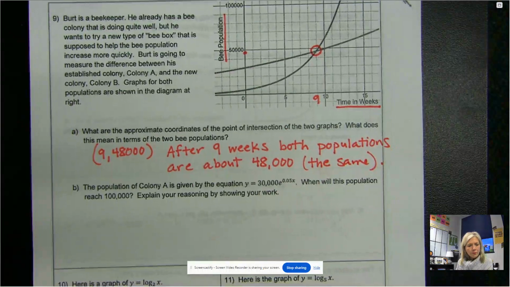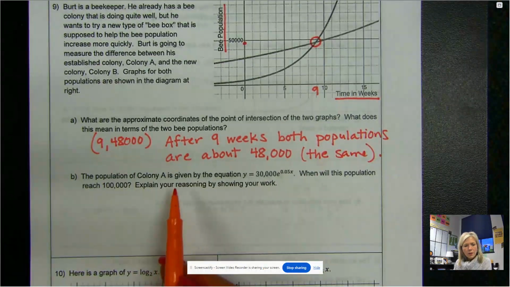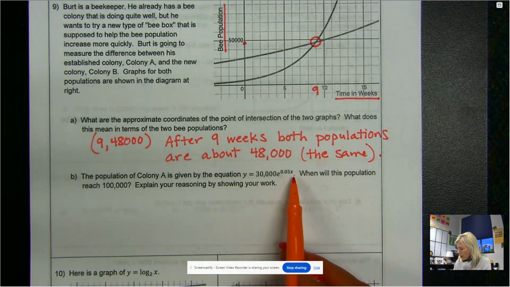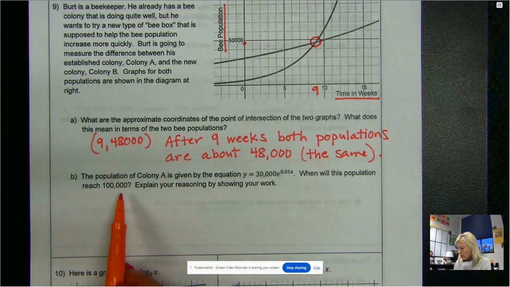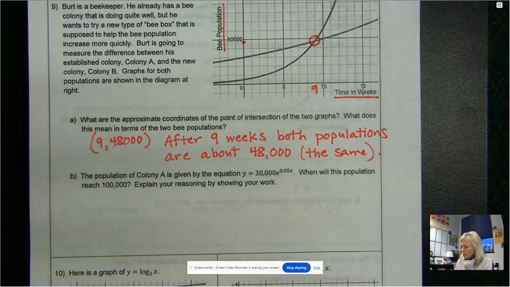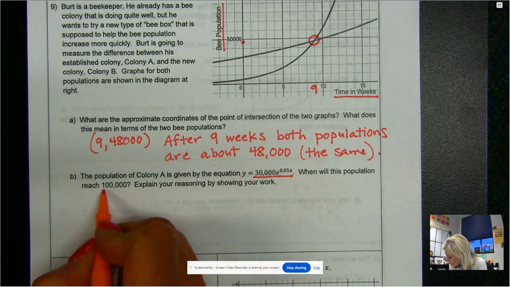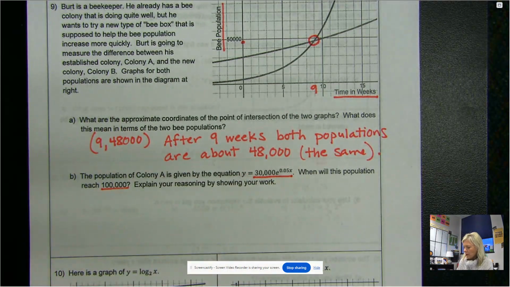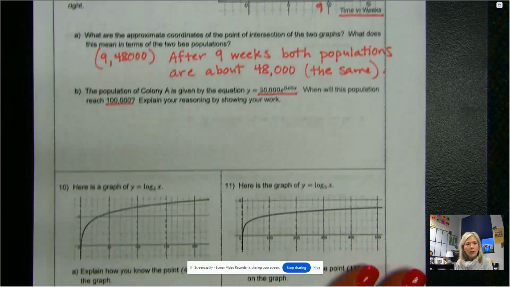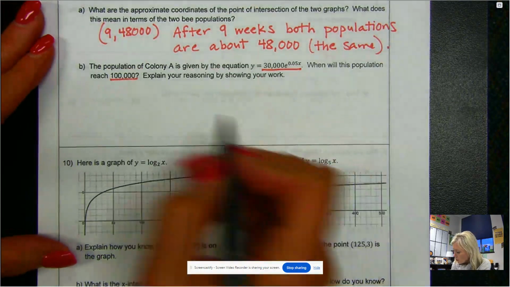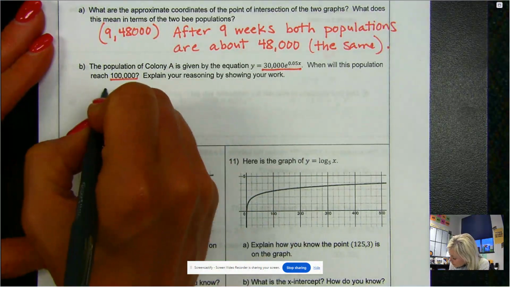Okay. All right, so the population of colony A, 30,000 times e to the 0.05x. When will this reach 100,000? Okay, so we want to take this equation and set it equal to 100,000. It says explain your reasoning by showing your work. That's how we do it, right? We set up an equation, we show the steps to solve it, and then we don't even really have to use any words or anything. It's so amazing. I love that about math.